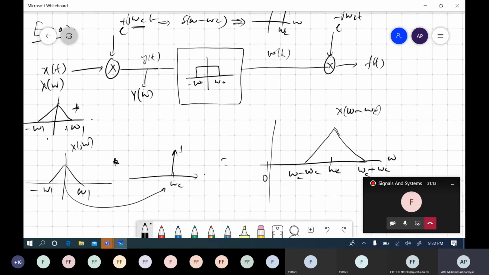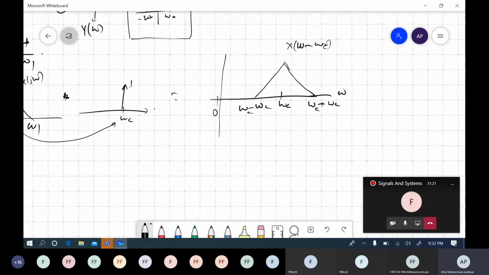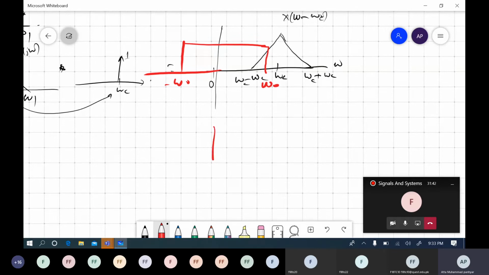Our second part was to pass it through a low pass filter, right? Now when you pass it through a low pass filter, for example, the low pass filter was defined from minus omega naught to plus omega naught. When you multiply these two signals in the frequency domain, what you get is just this signal, right?